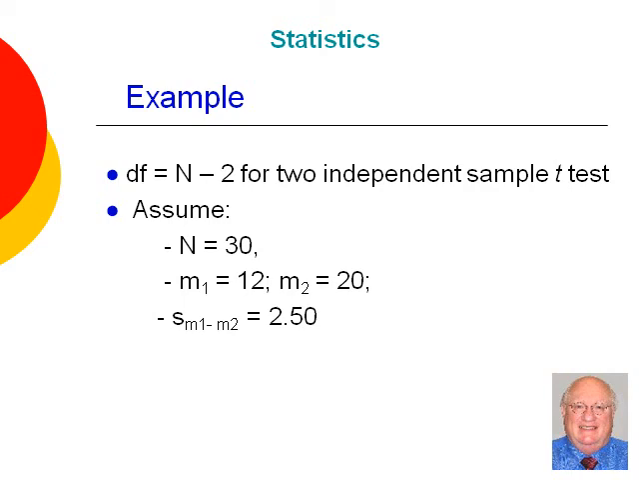Now, let's return to our example. Let's imagine we have 30 participants, and because we are computing two means to obtain our t-statistic, our degrees of freedom are n-2 for a t-test of independent samples. Further, let's say we obtain a mean of 12 for the experimental group and a mean equal to 20 for the no treatment control group. Now, let's imagine that the standard error of mean differences we found to be 2.50.